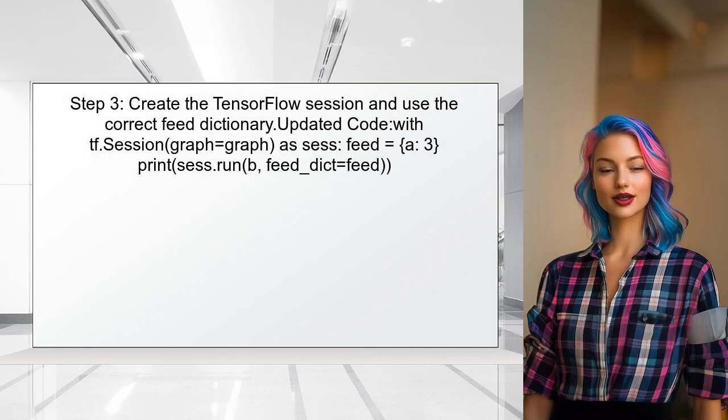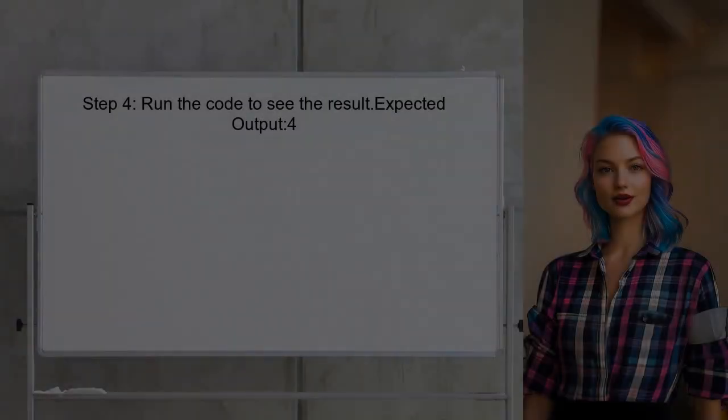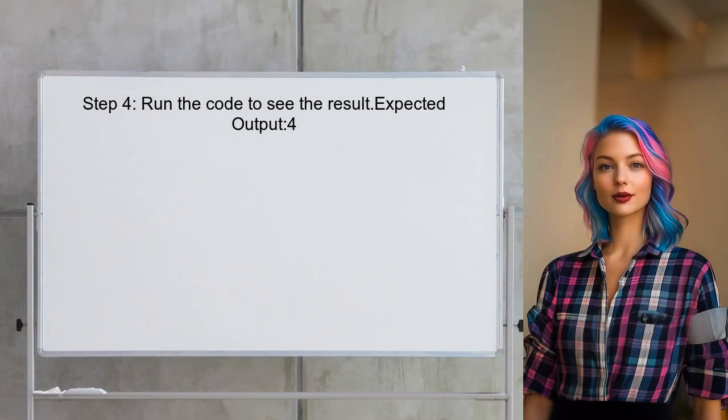Now, the user can proceed to create the TensorFlow session. They should ensure that the feed dictionary uses the placeholder that was returned from the function. Finally, the user can run the code. If everything is set up correctly, it should print out the expected result of 4 without any errors.